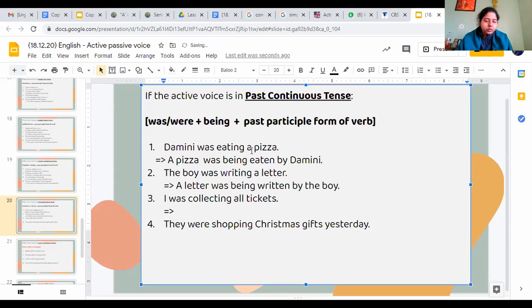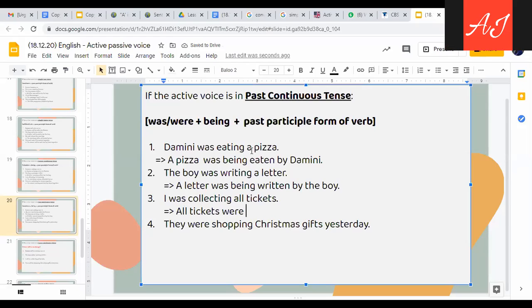Third one, Archita, go on. All tickets were collected by me. Again, look carefully. You are missing out the same word. All three of you have missed out the same word. All tickets. Now this is plural, तो were लग गया. Good. यहाँ तक अच्छा किया है. इसके बाद collected. Again check ऊपर, being बोल, collected by me. Yes, being collected by me. Good.